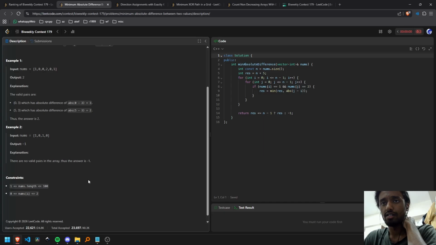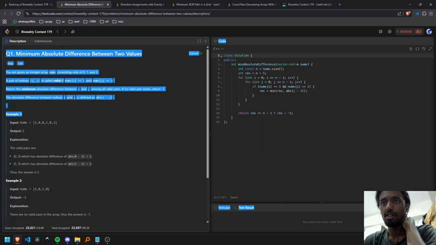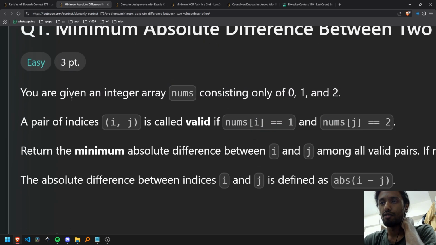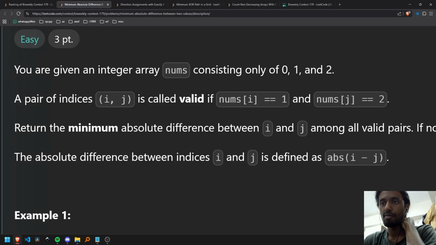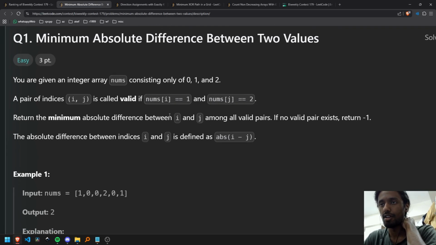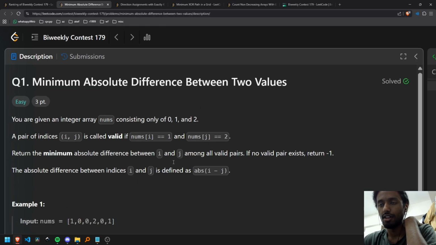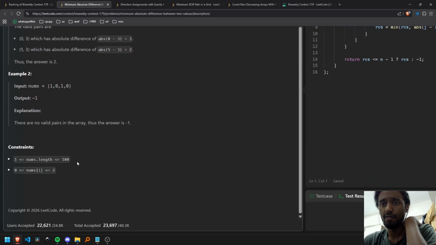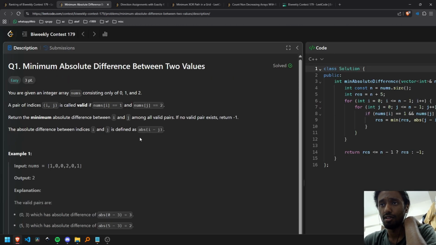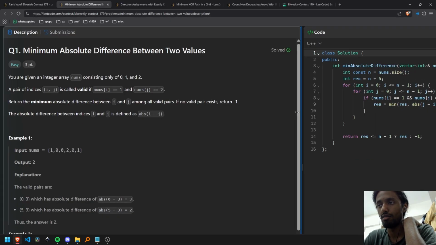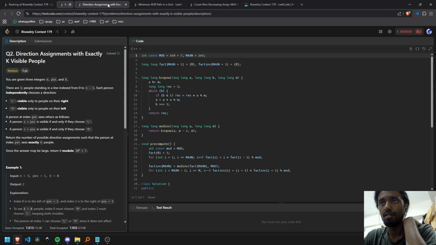Q1, I don't think it requires an explanation. Basically, given an array, we had to find the minimum absolute difference between two indices i and j such that the value at i was 1 and the value at j was 2. Since n is less than or equal to 100, you can easily just run a double for loop and solve this. Even if n were 1e5 or something, you could easily solve it by maintaining the indices where 1 and 2 occurred, and then minimizing using that. So Q1 was straightforward.